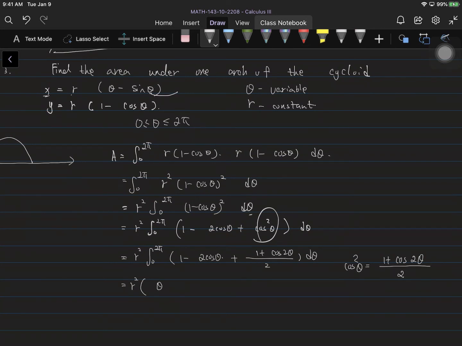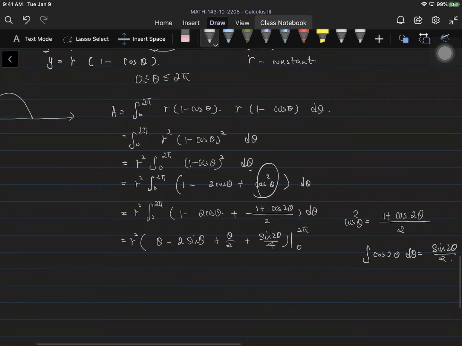The integral of 1 is theta, and the integral of cosine theta is sine theta. And here one half theta. The integral of cosine 2 theta should be sine 2 theta over 2, and divided by another 2, so sine 2 theta over 4, with the whole thing evaluated for theta from 0 to 2 pi. Because this is a definite integral, we need to plug in the upper and lower limits.